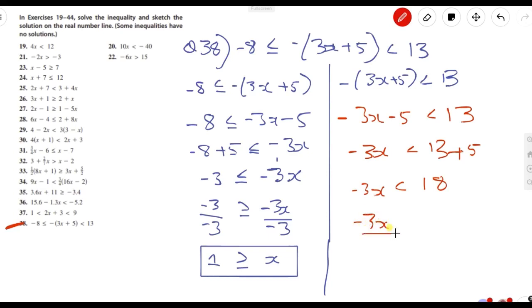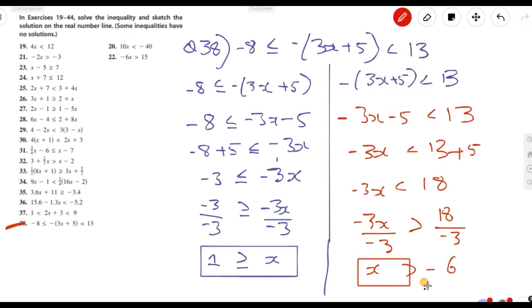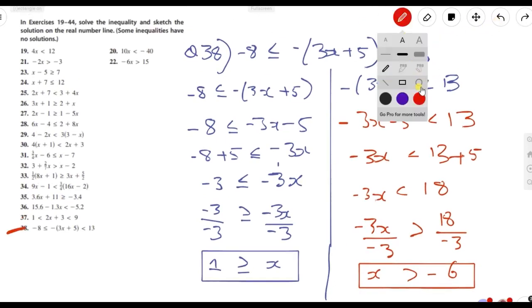Once you do this, what happens? The inequality reverses. It happens like this, and it is giving you x is greater than minus 6. So let's close it in a box. You see, these are the two things that you are getting after solving this inequality.